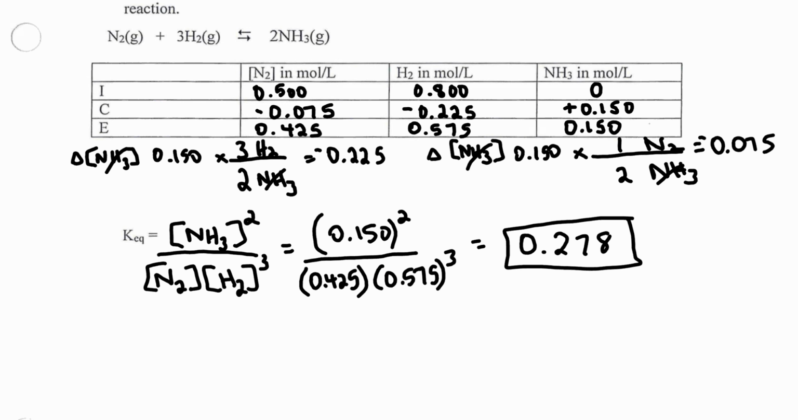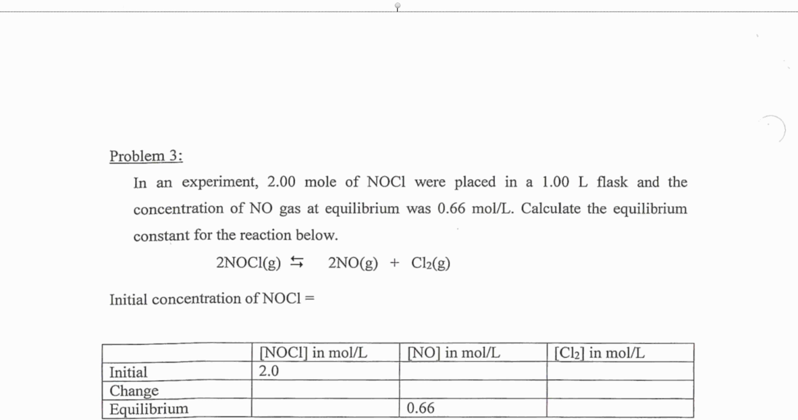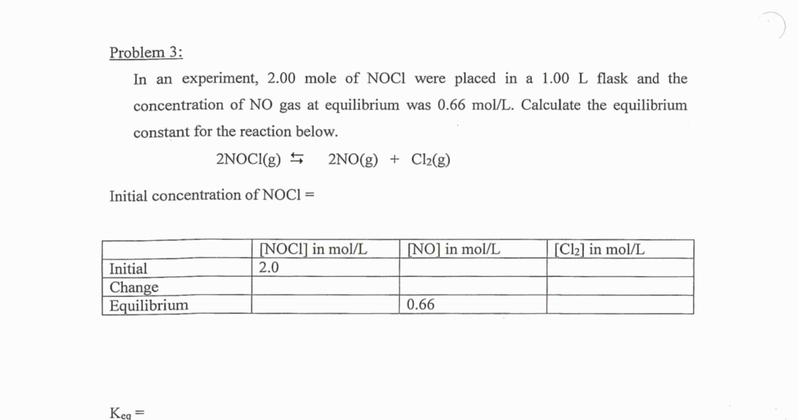All right, one more, and then you can work on the assignment on your own. Okay, so problem 3. Let's fill in as much information as we know. So it says, in an experiment, 2 moles of NOCl were placed in a 1-liter flask, and the concentration of NO gas at equilibrium was 0.66 moles per liter. Calculate the equilibrium constant for the reaction below.